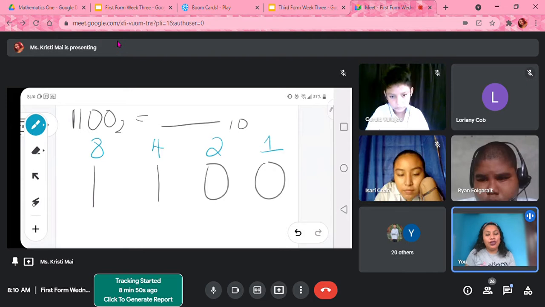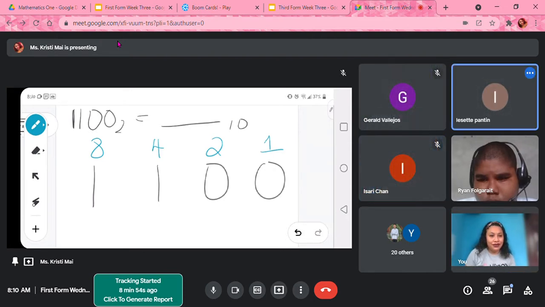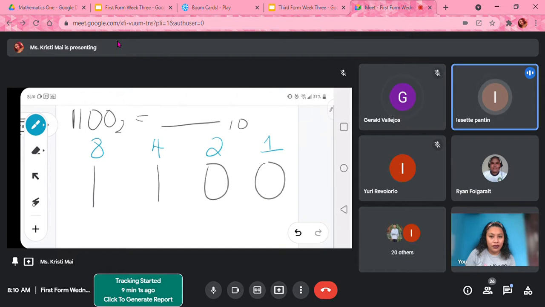Now what do we do? Add them. You add them and you remove the zeros. Take out the ones that just have zeros. Very good. You just add the 8 and the 4.